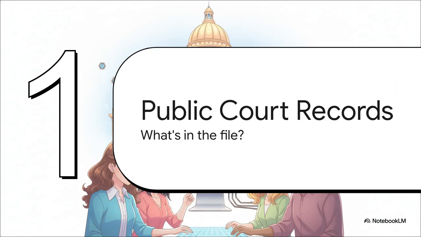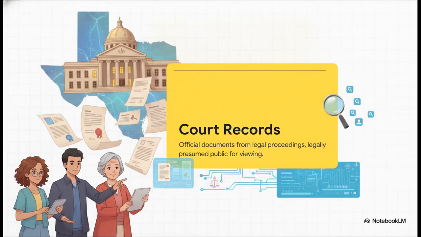Section 2. Understanding public court records. What's in the file? So before we start clicking around, let's lay a quick foundation. What actually is a court record? Simply put, these are the official documents generated during the life cycle of a legal proceeding. We're talking civil lawsuits, criminal charges, probate and estate matters, and family law cases.